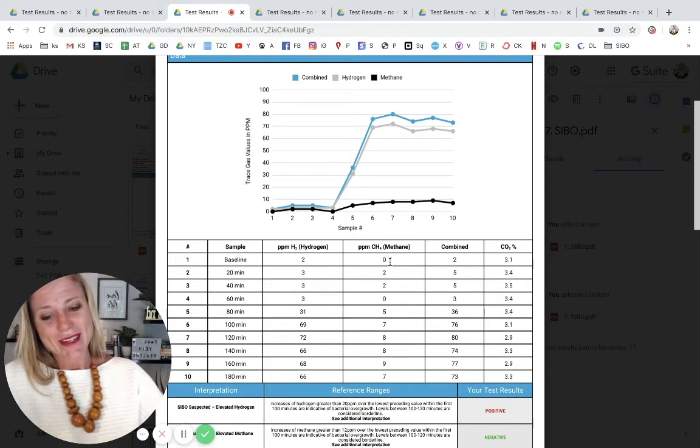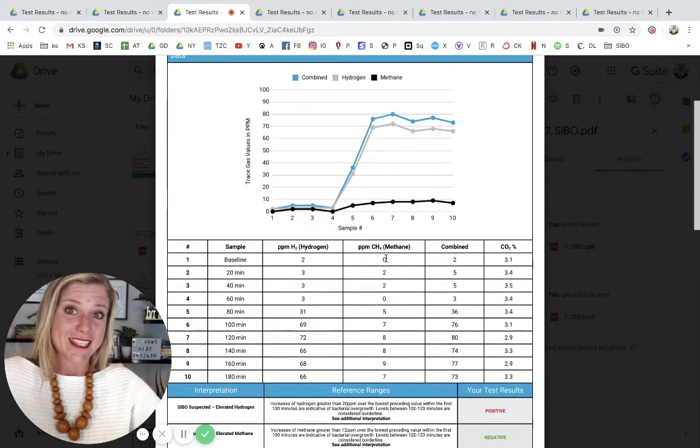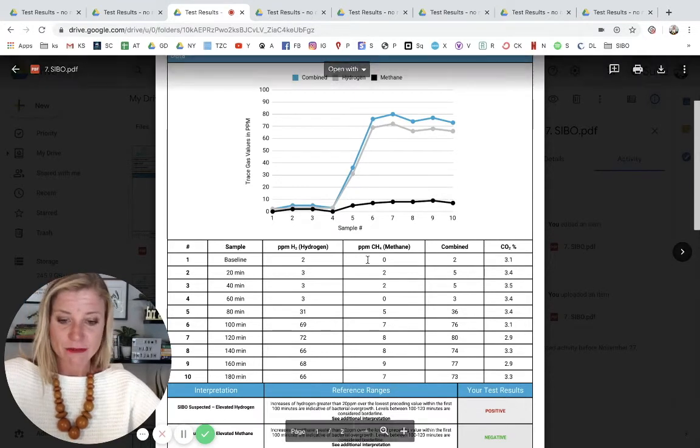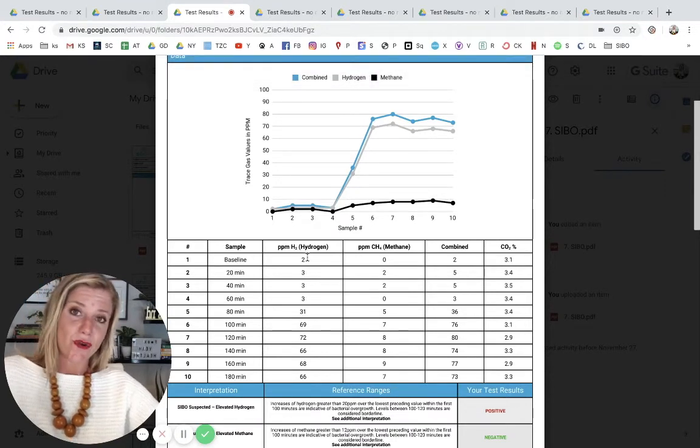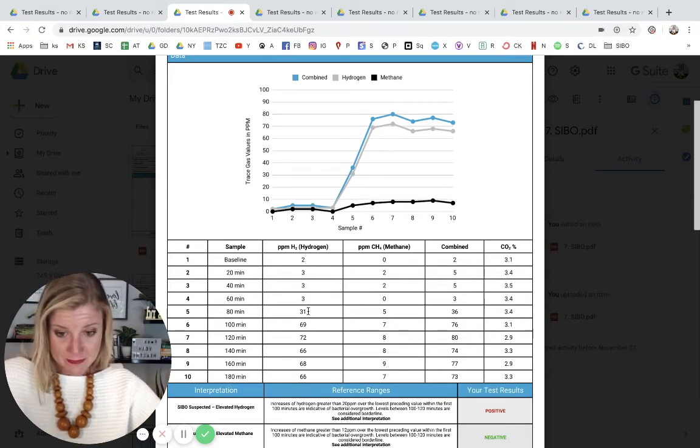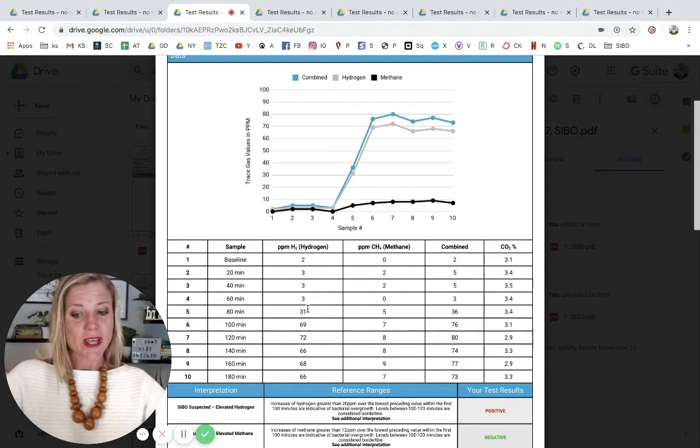Okay, the lowest value is 0, so we're looking for a rise of 12 parts per million. That doesn't happen, so I would say that's negative. For the hydrogen, we're looking for a rise of 20 parts per million over the lowest value, so 22 and above, which it is. It's towards the end of the small intestine.